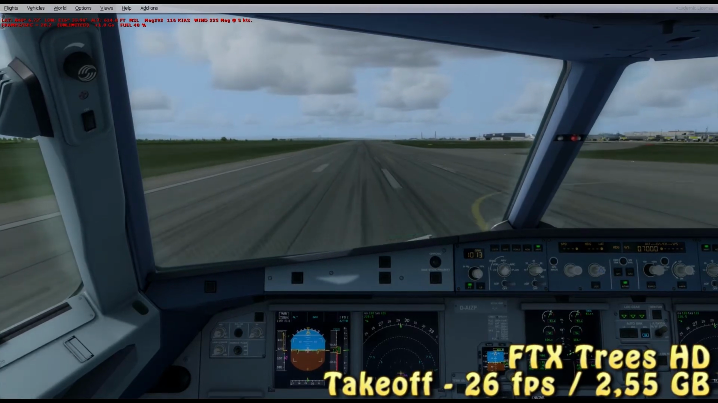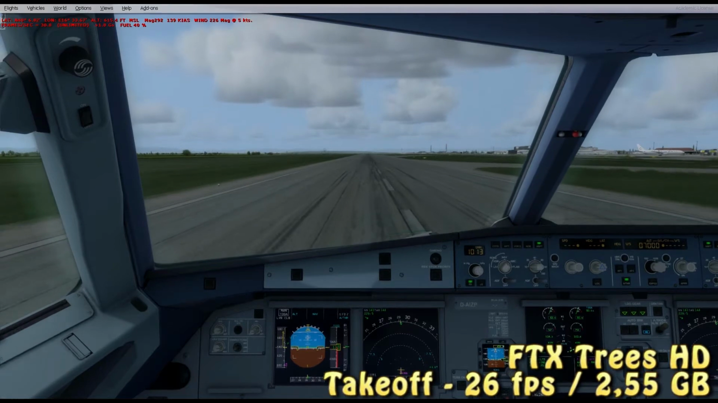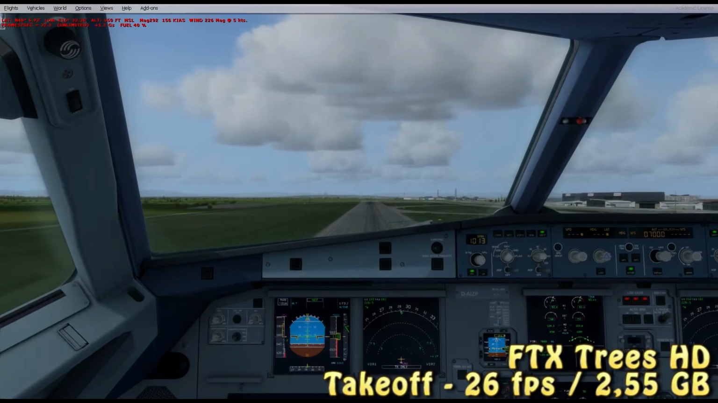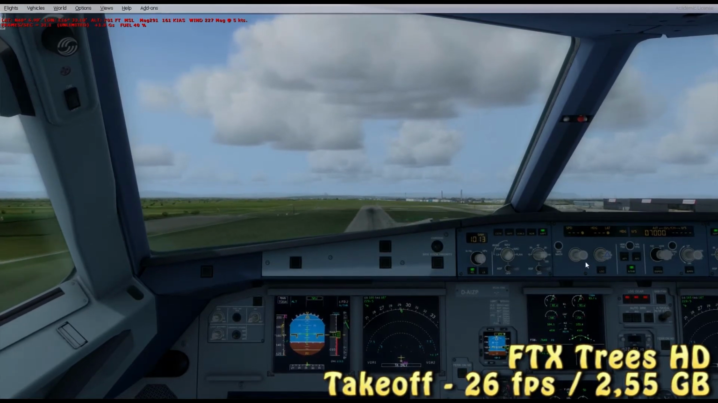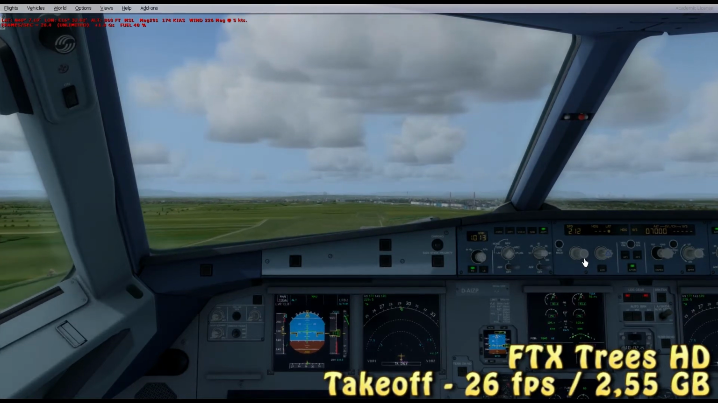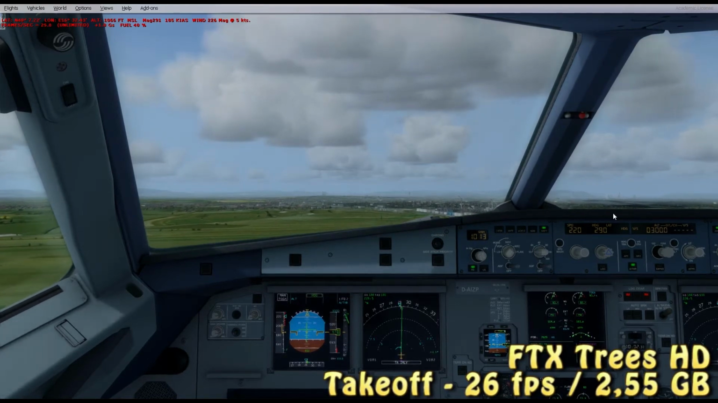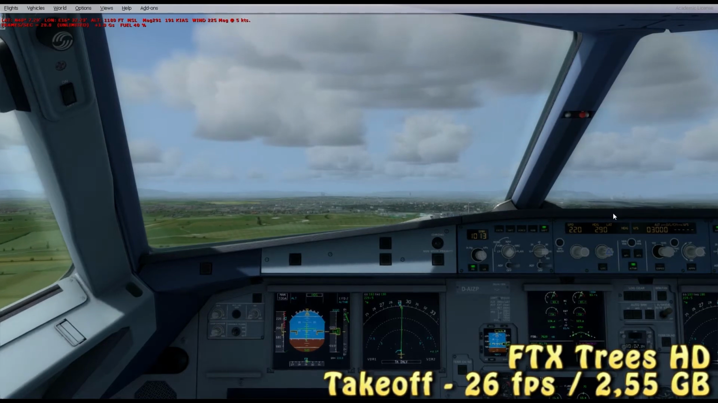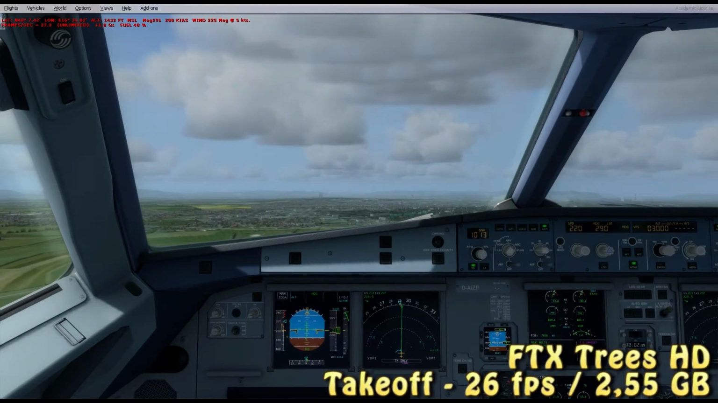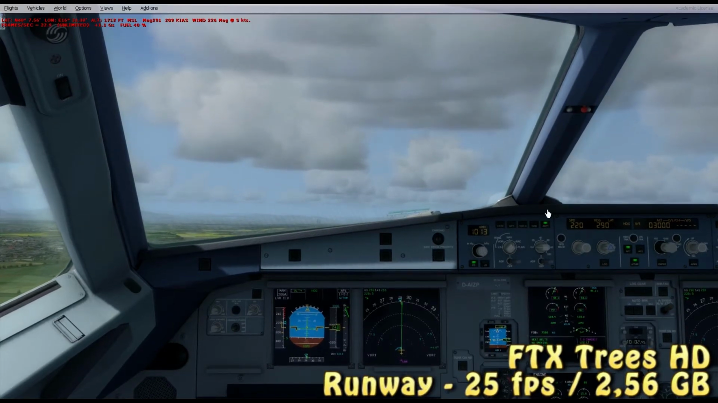So we'll be at the end of the runway in a minute. So you can see now that we are almost over the end of the runway, just a minute. Yeah, there we go. End of the runway, 25 frames per second and 2.56 gigs of VAS usage.